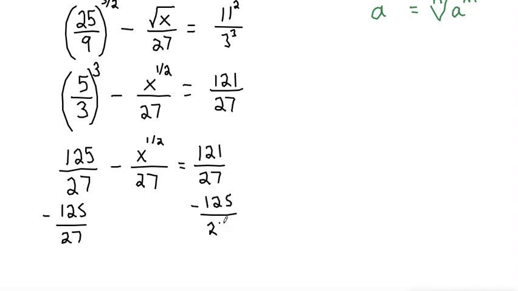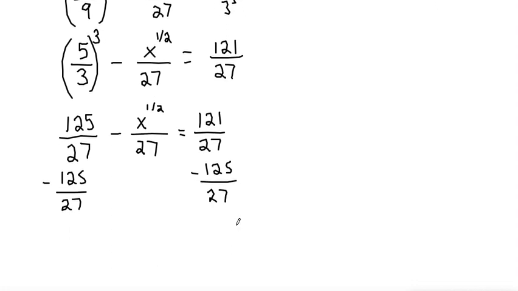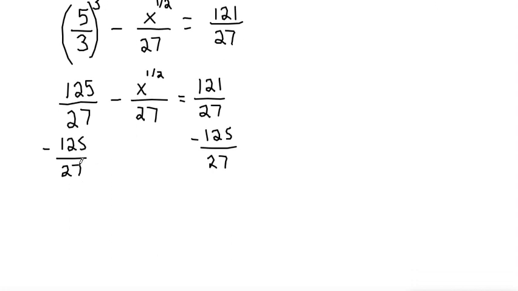And when we subtract fractions with a common denominator, we can subtract the numerators and the denominator stays the same. So these two fractions cancel out, leaving us with negative x to the power of 1/2 over 27 is equal to 121 minus 125, which is negative 4. So that makes negative 4 over, and the denominator stays the same, stays a 27.